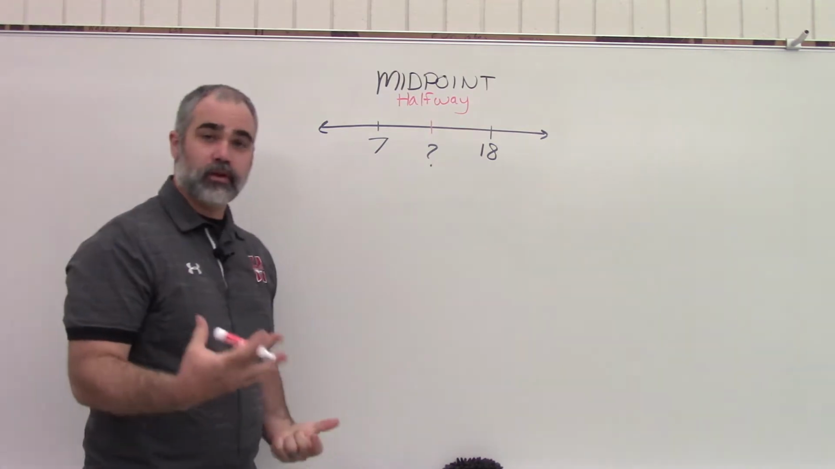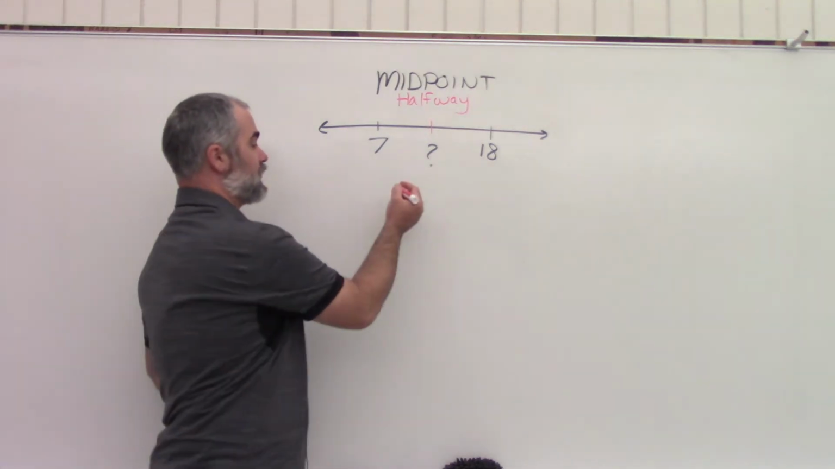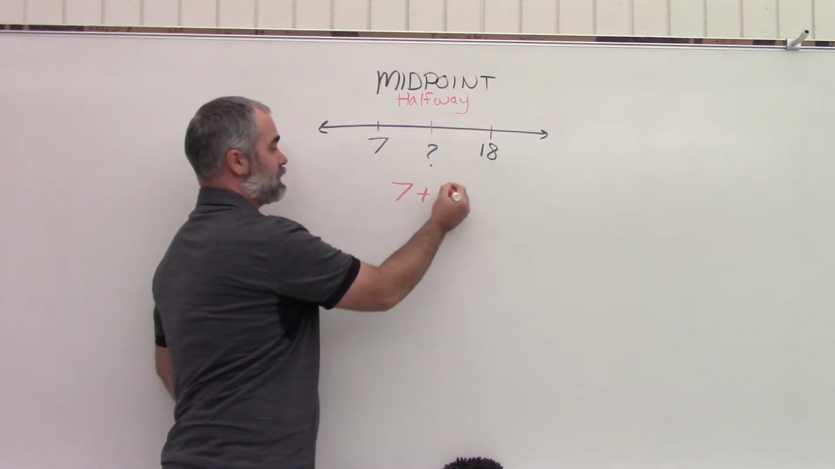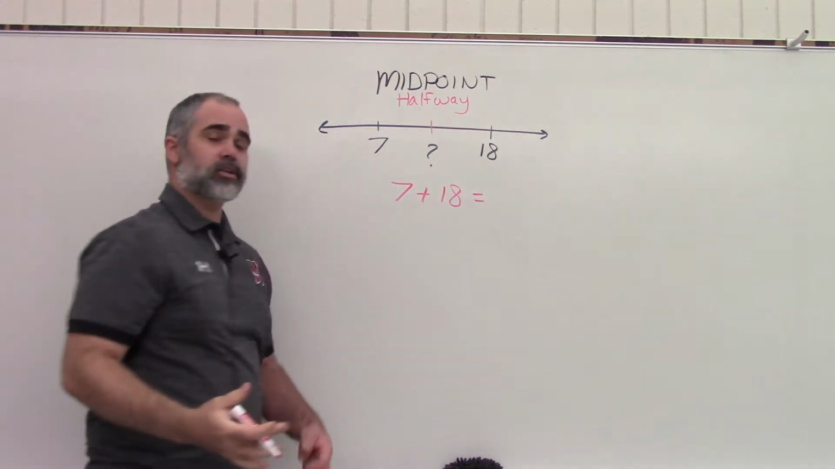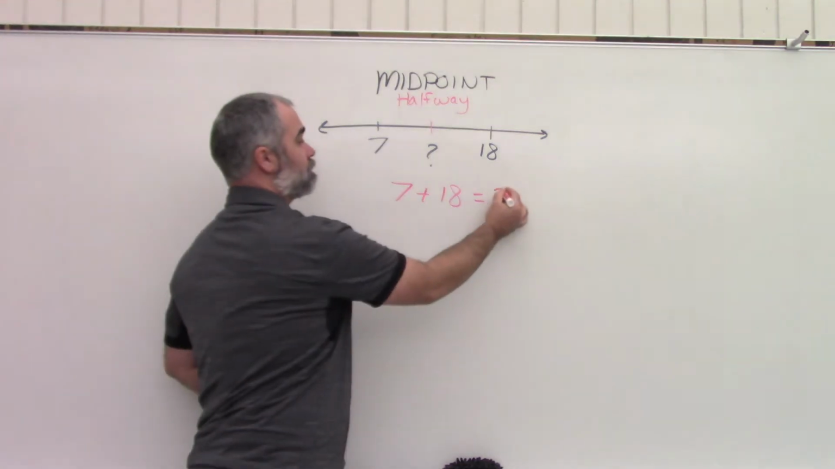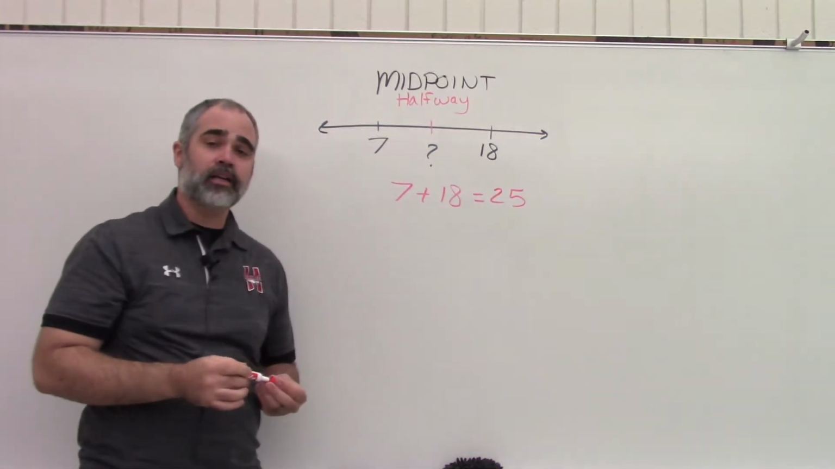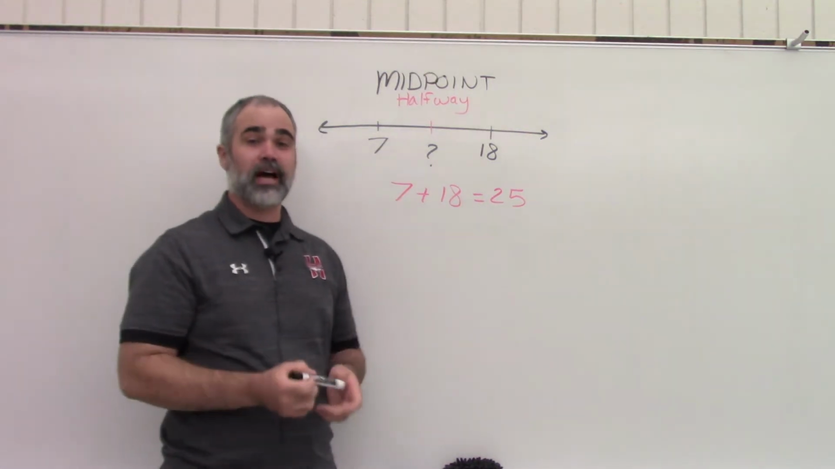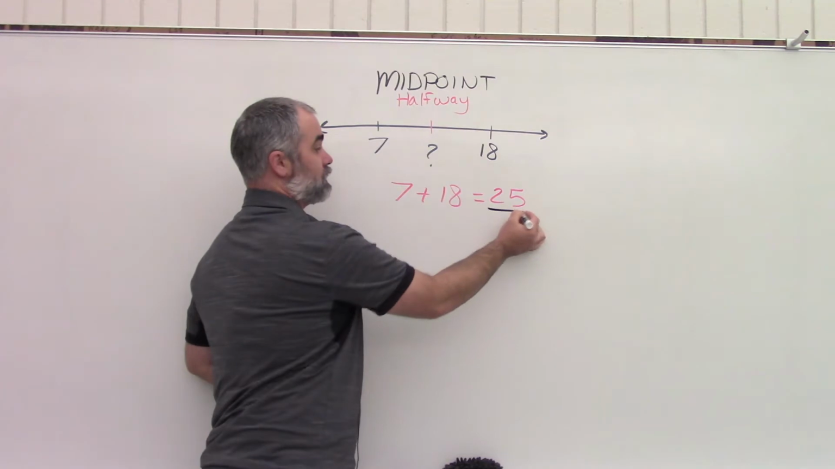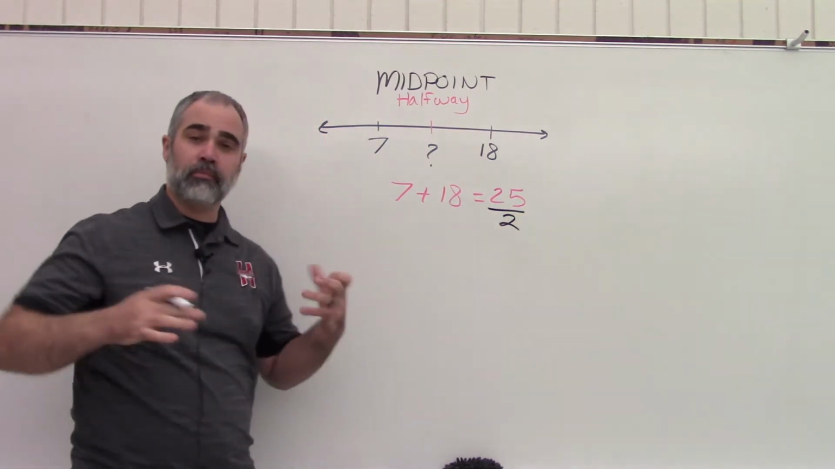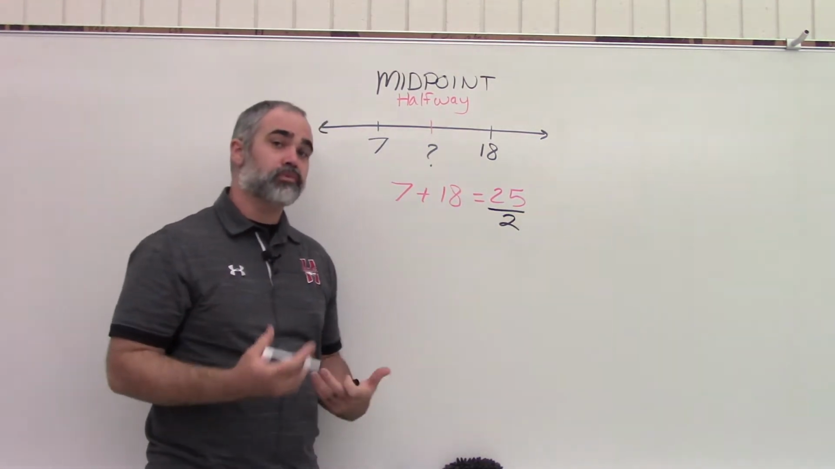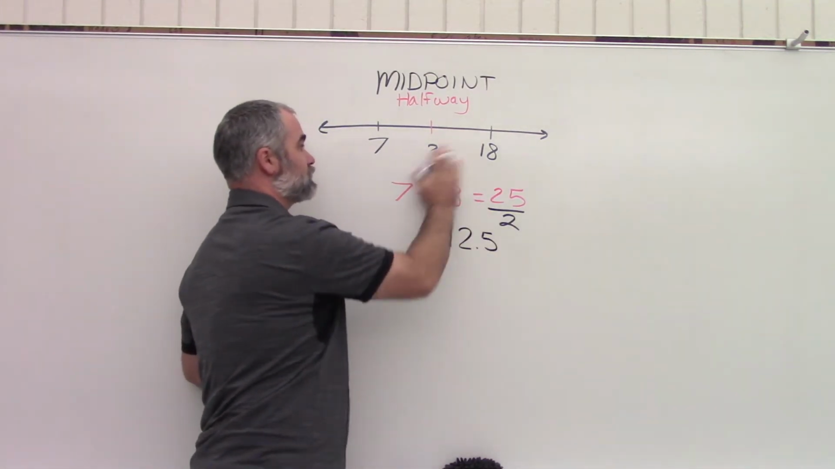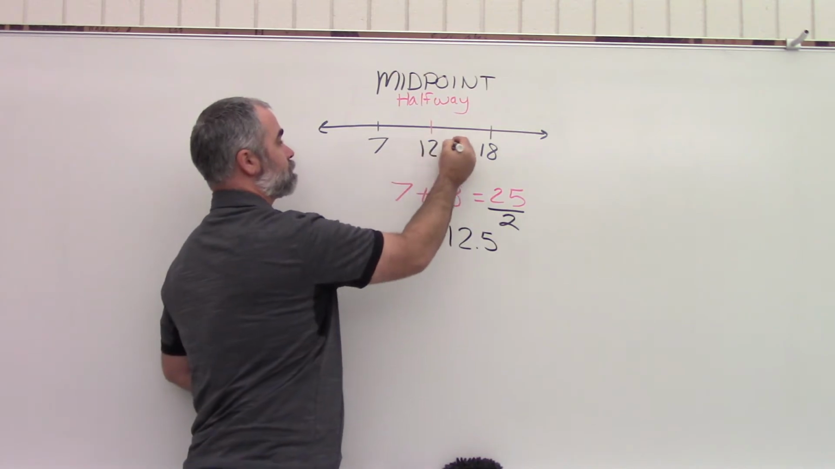Now, the average, if you want to find the mean average, you just add them up and divide by the number. Now, in this one, if I add 7 and 18, I get 25. Now, to find the average, I need to divide by the number of terms. And in this one, there's two numbers, so I'm going to divide by 2. 25 divided by 2 is 12.5. So that's what's halfway in between. That's the midpoint.